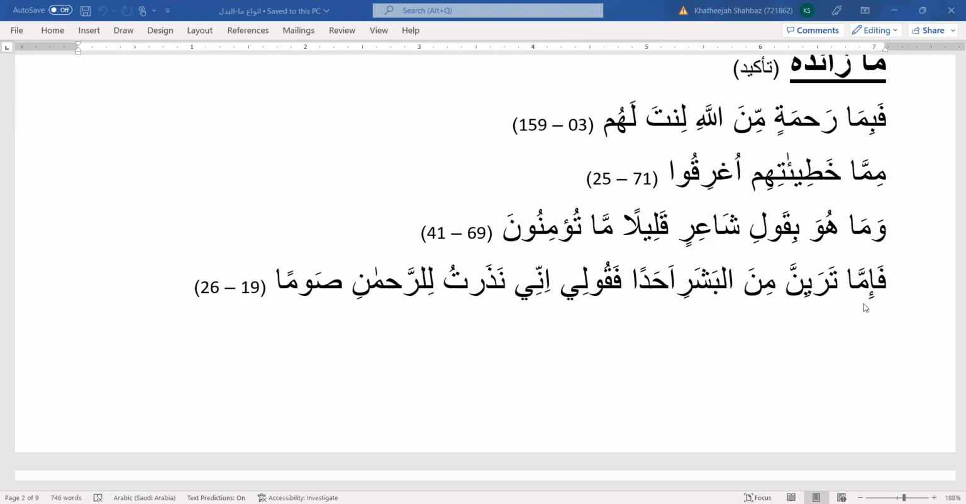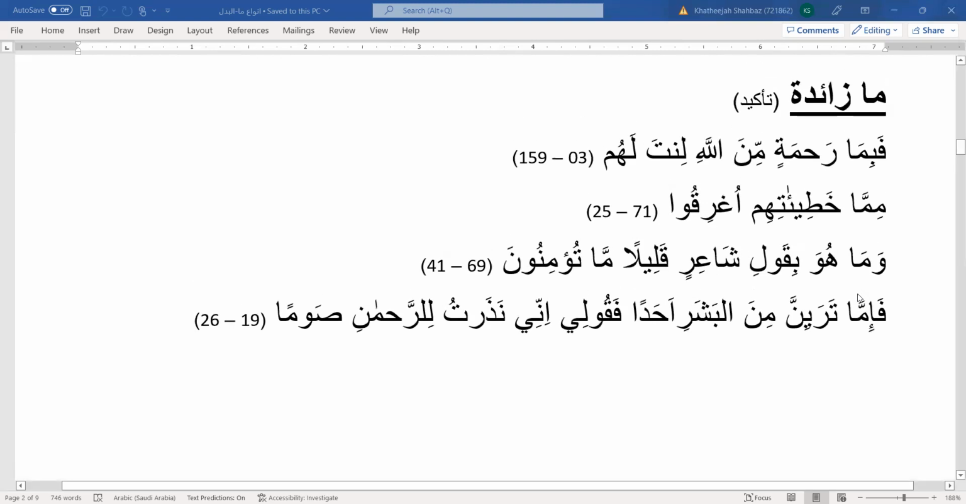So if you see anyone from human, and that will most definitely happen, then you say, indeed, I have pledged a fasting for the extremely merciful. So this ma here is ma zaida.